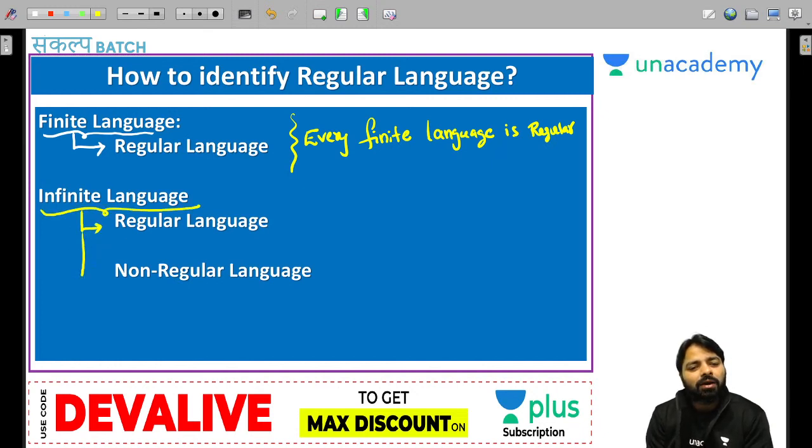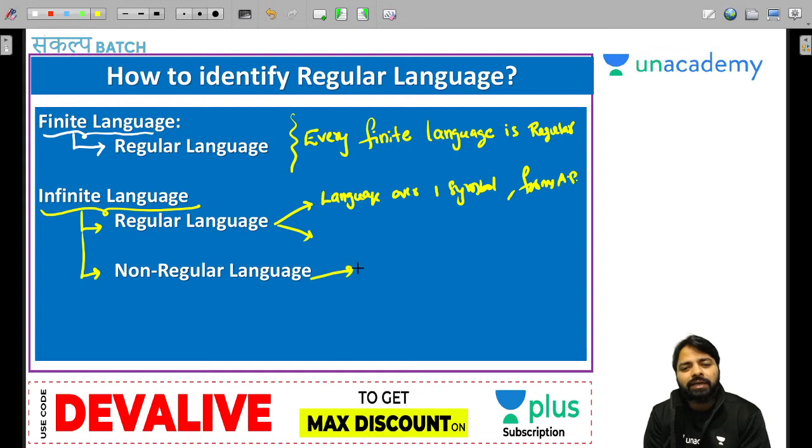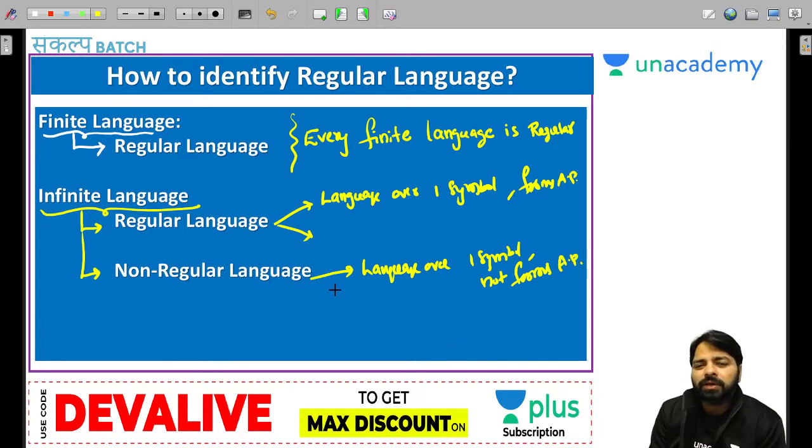In infinite languages, you have two types. Either it can be regular or it can be non-regular. If it is regular, there could be two reasons. Either the language is over one symbol and it forms an AP. If it doesn't form an AP, then definitely it could be non-regular. For a language over one symbol that is not forming an AP, arithmetic progression, we will see what arithmetic progression is.